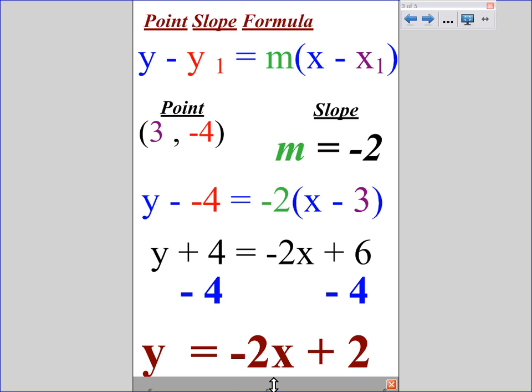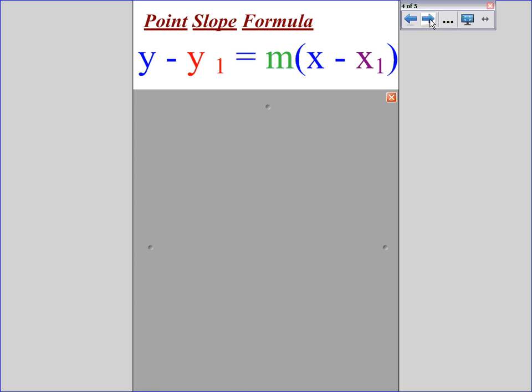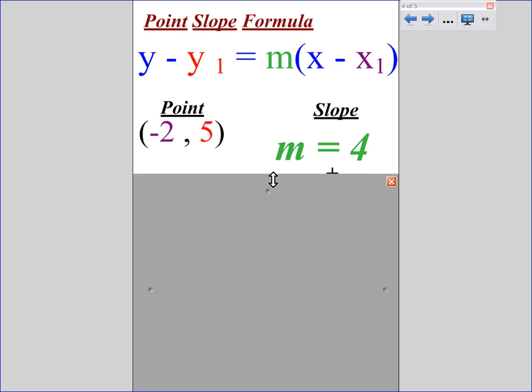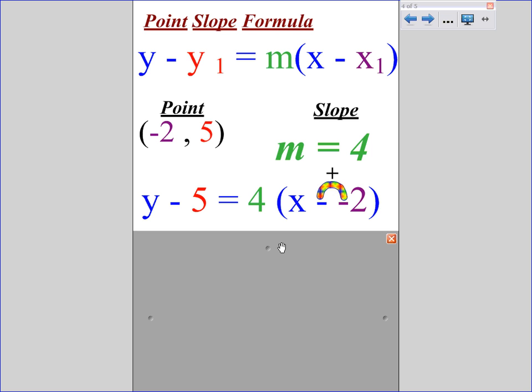All right? My first example, I gave you a point, and my slope here is negative 2. My second example, very similar, my slope being positive now, my point being negative 2 comma 5. So now filling in the blanks exactly the way I see them in my equation, changing nothing. Now I have y minus 5 equals 4 times the quantity x minus negative 2. Notice my little rainbow there.